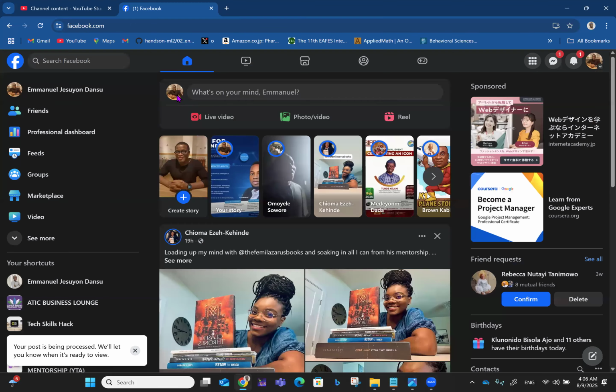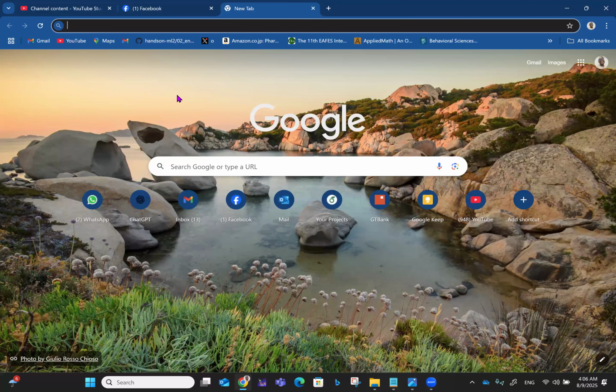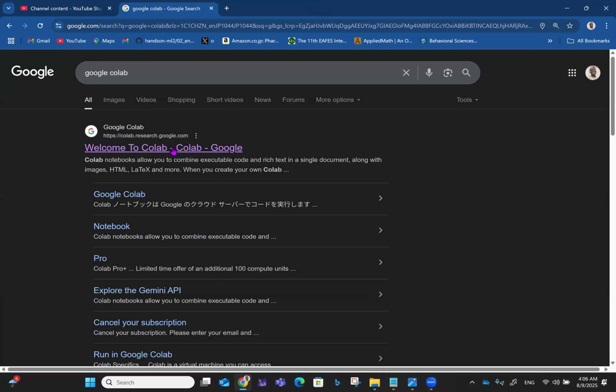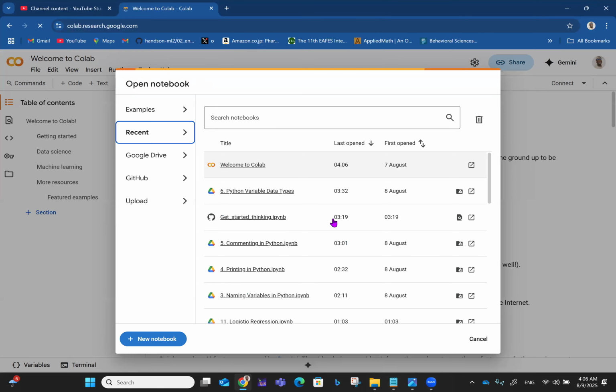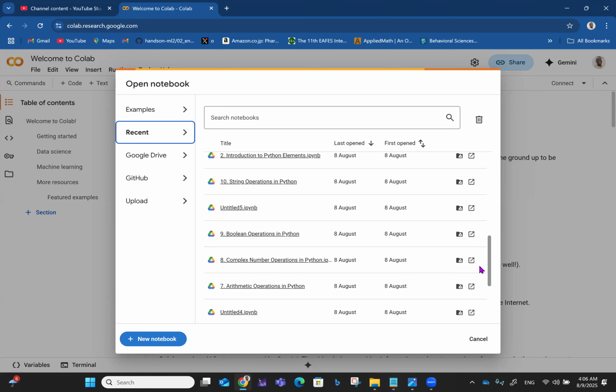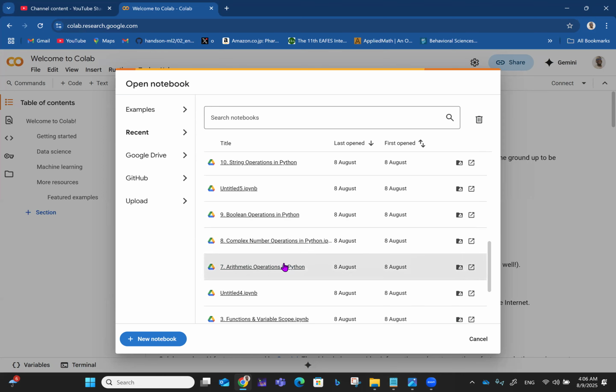So I'll navigate to Google Colab, and from there we'll move on to the seventh lesson as far as what we are doing. The playlist is concerned with Python basics. So arithmetic operations in Python, that's what our focus is on.